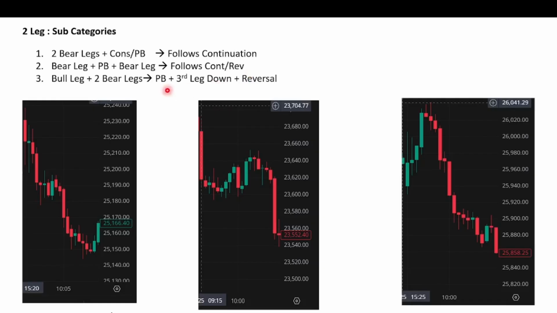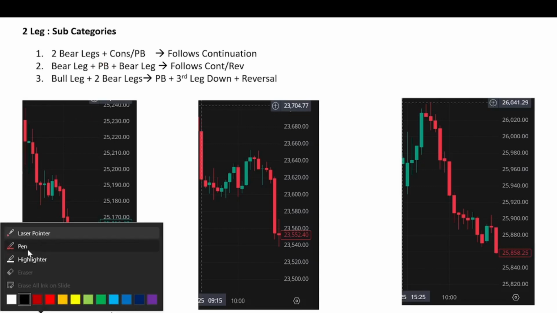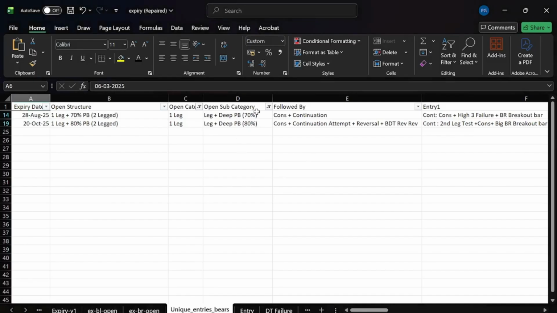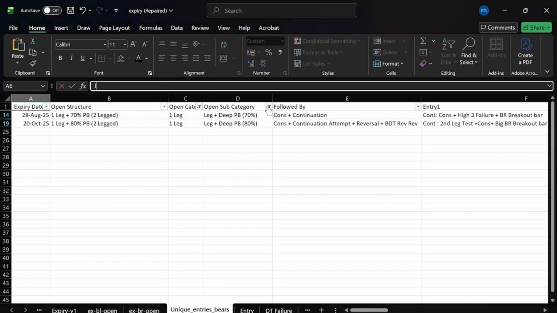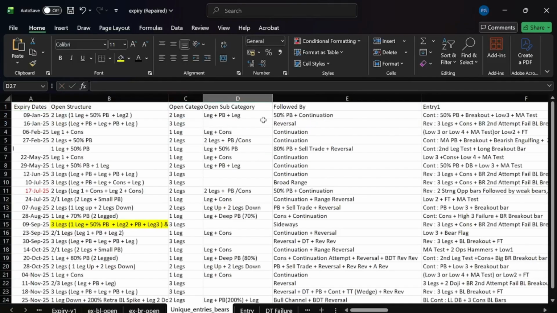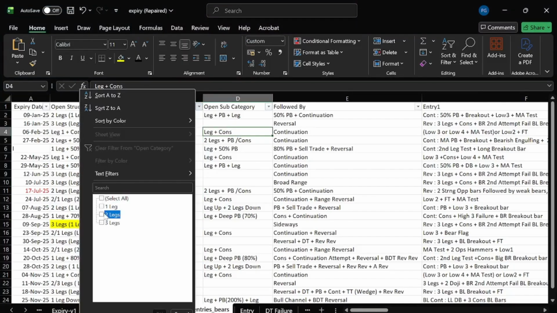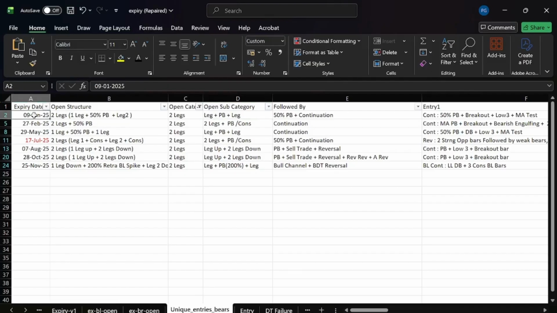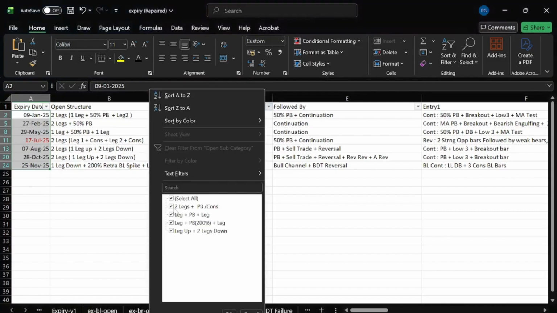So that is all about leg 1 opening patterns. Now we will see leg 2 opening patterns. Let me filter out to the leg category. We had around how many days? We had 7 days, and within this again I have 3 categories.